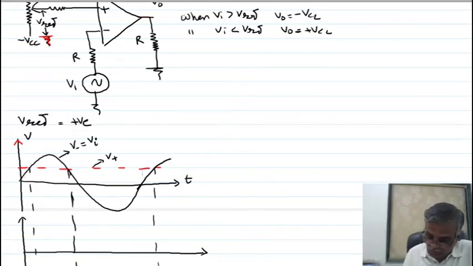So I am showing you my positive output with time. During this time the voltage at the non-inverting terminal, this V reference, is more than the input. This means your V plus is more than the input, so output is positive.